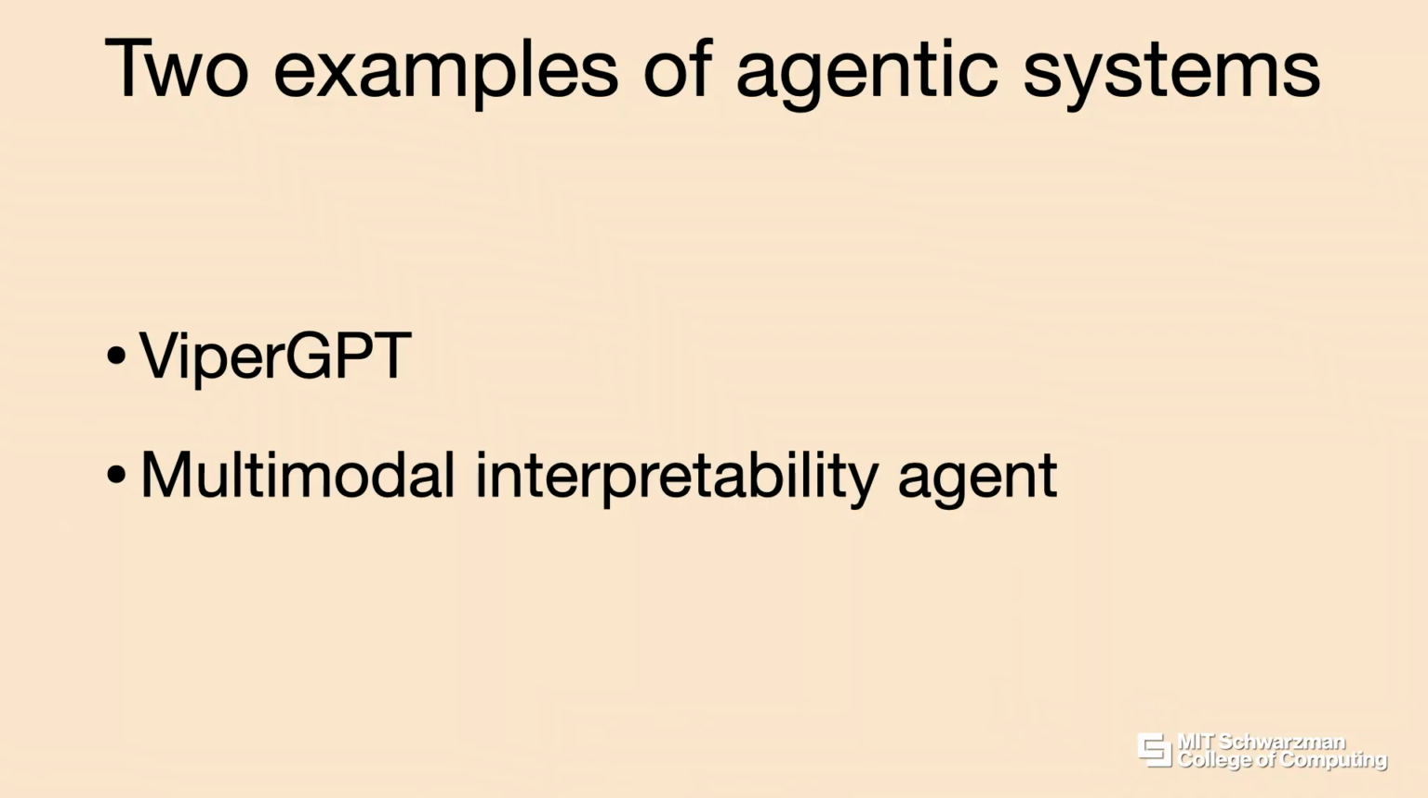So I wanted to show you just a couple of examples of agentic systems, just to go into a little bit more detail of how they actually work and the type of things that you can do. The first one is going to be ViperGPT, which is a vision system that was developed by researchers at Columbia University. And the second one is an agent for interpreting neural networks, which is something that we've done here at MIT. But the idea here is, these agents are going to be combining the power of language models with their coding abilities in order to solve tasks by also using tools that you have to provide them with.